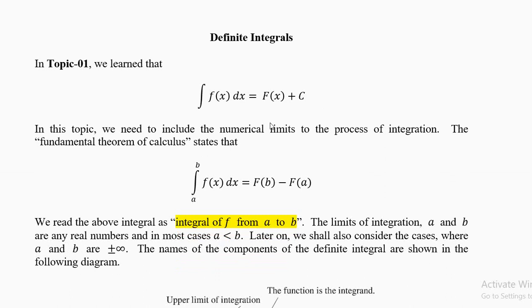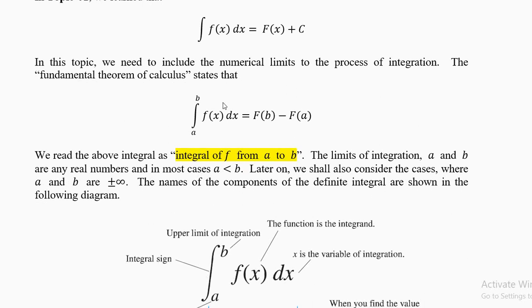Now let's get into the definite integrals, the main topic of today. In topic 1, we learned the indefinite integral; indefinite means there are no numbers. In definite, you have the numbers. When you integrate small f, you'll get capital F plus c, and when you differentiate capital F plus c, you'll get small f. Now in definite integrals, the c will disappear. I'll explain why. When you integrate from a to b, small f, you'll get capital F of b minus capital F of a.